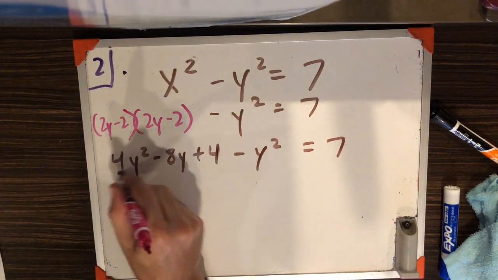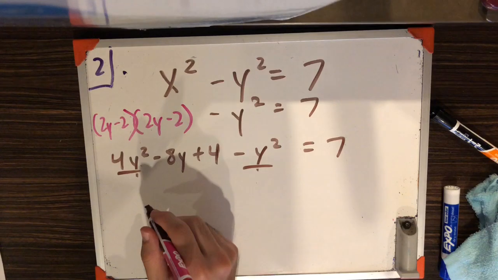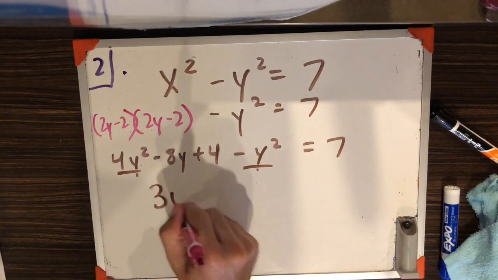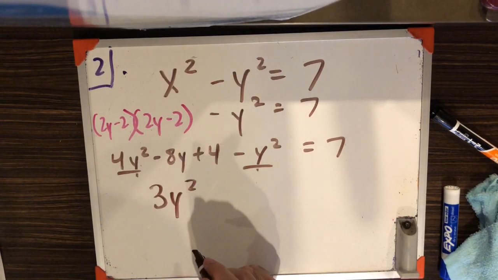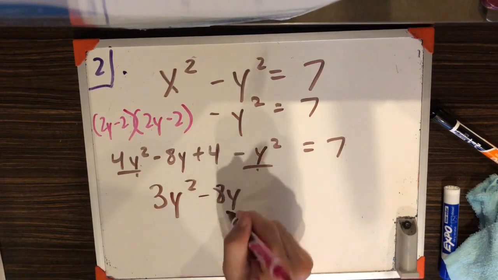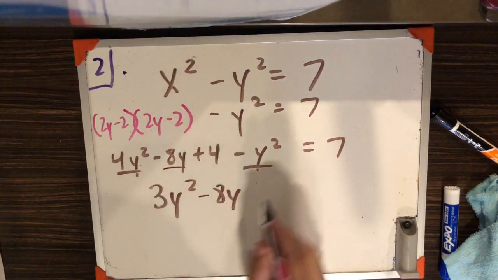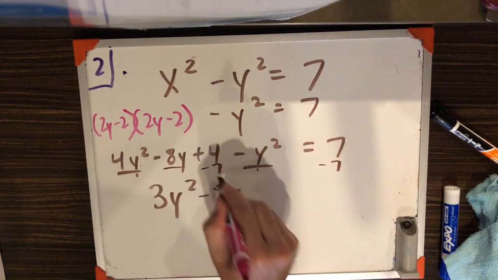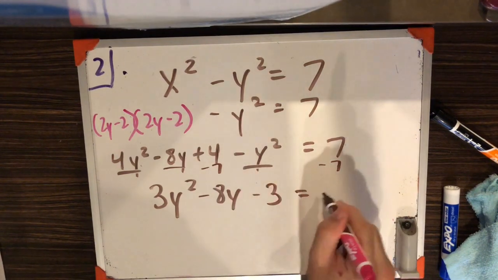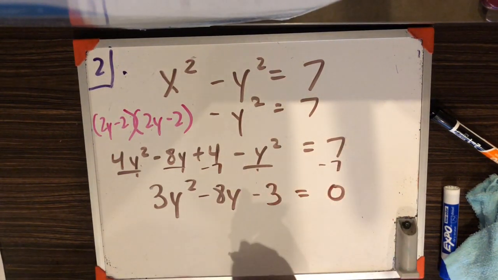Let's simplify this even more. 4y squared minus y squared is 3y squared, and we have negative 8y, that doesn't go with anyone. Minus 7, we get minus 3 is equal to 0.